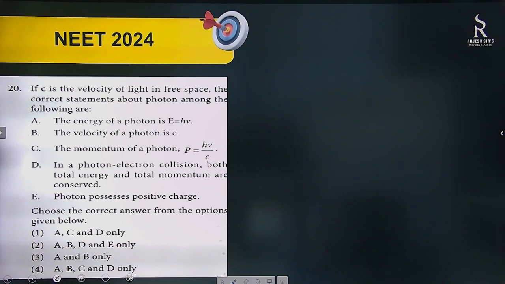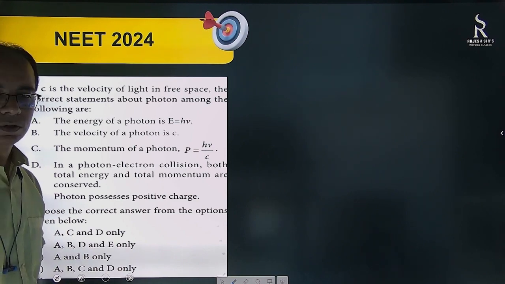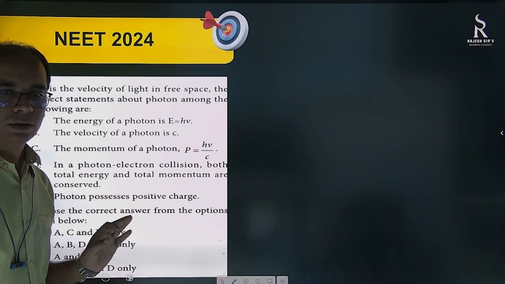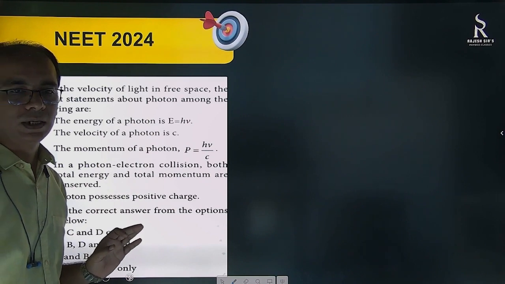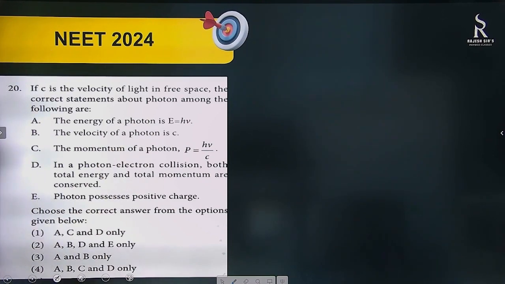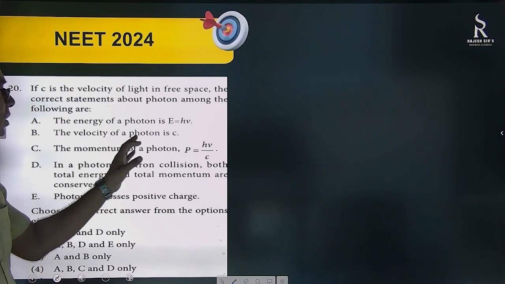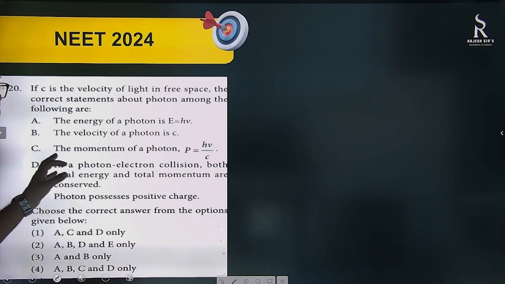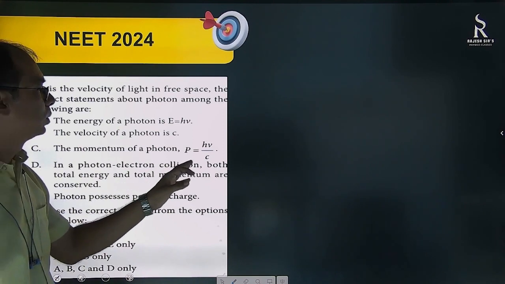Right, question number 20 is there. If c is the velocity of light in free space, the correct statements about photon among the following are. Conceptual question this is. Energy of a photon E is equal to h nu. Absolutely right. In terms of frequency, when we write the energy of photon, we write it as h nu only. Then, the velocity of a photon is c. It travels with speed of light.